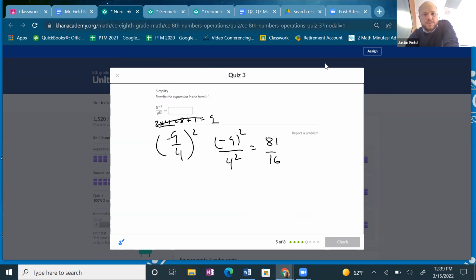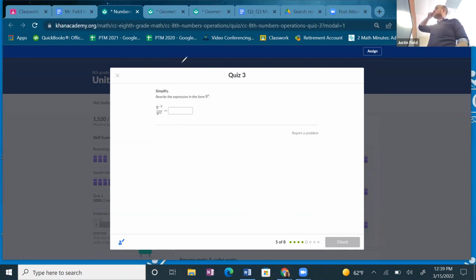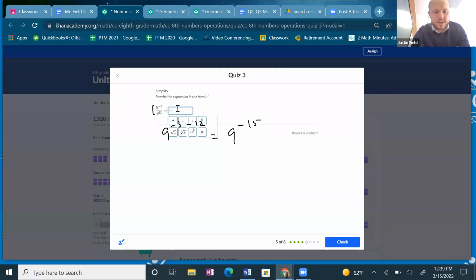Negative exponents. I wonder if you remember that a fraction means subtraction. So we're going to do 9 to the negative third minus 12, which is 9 to the negative 15. And that's it.